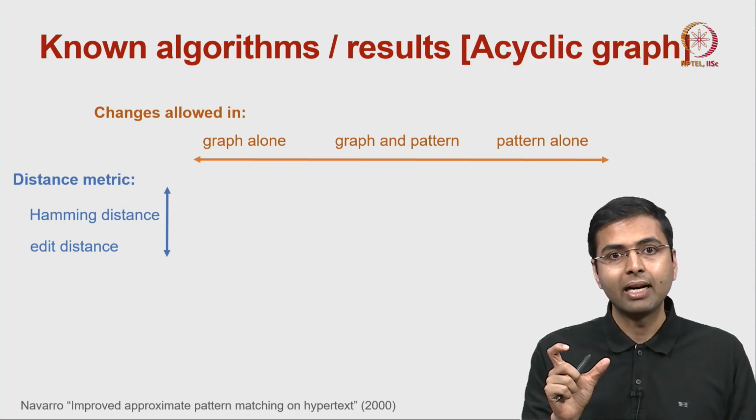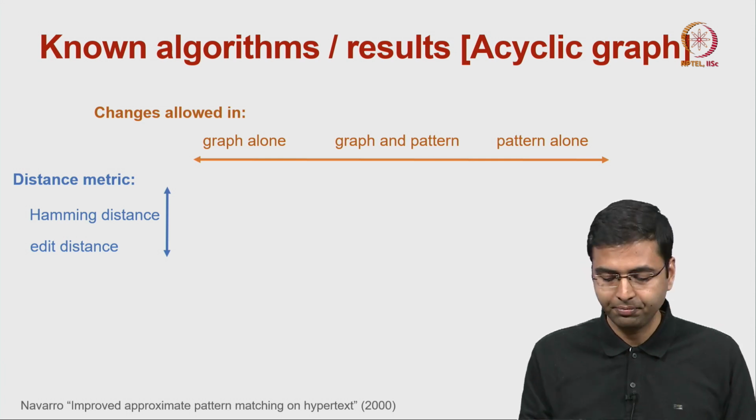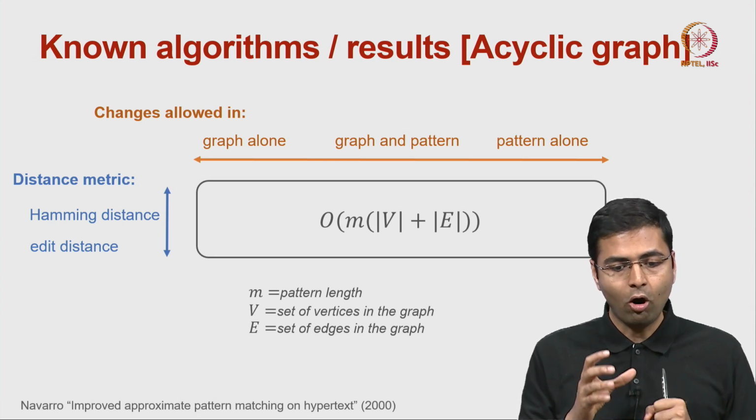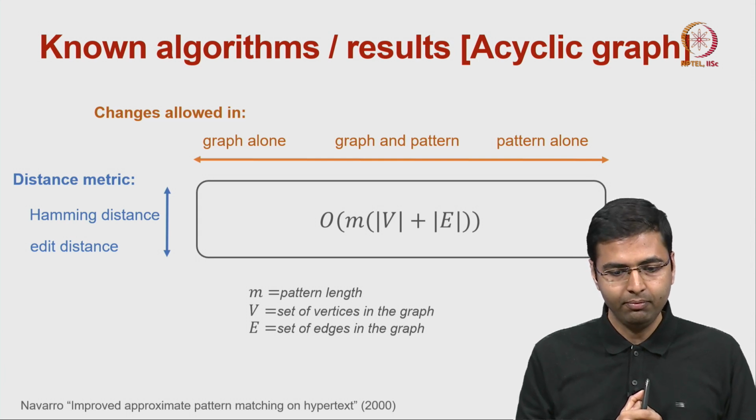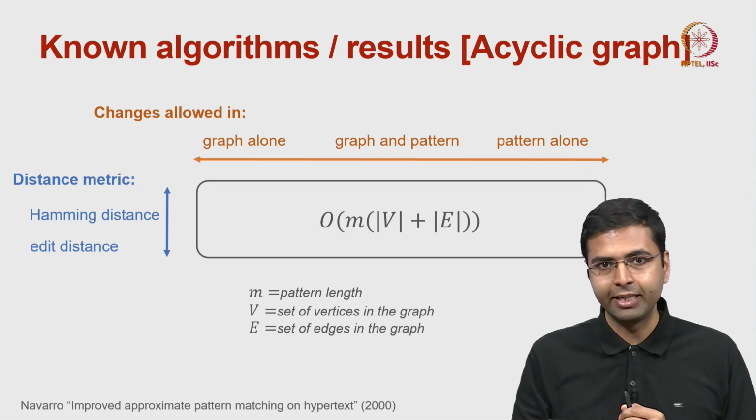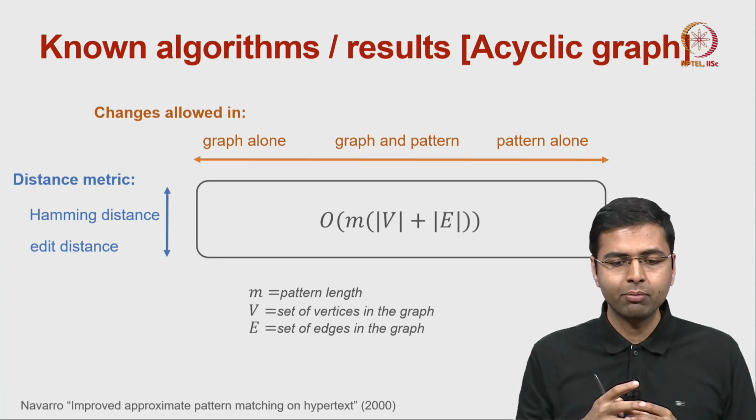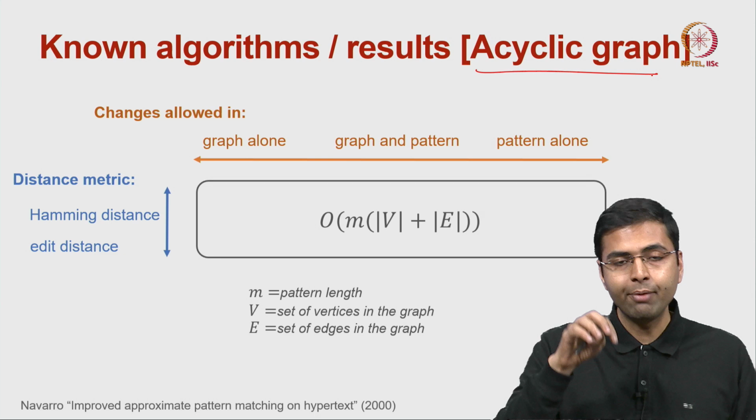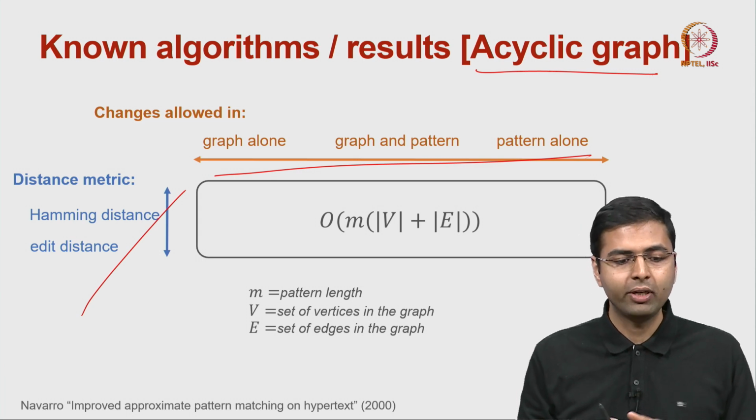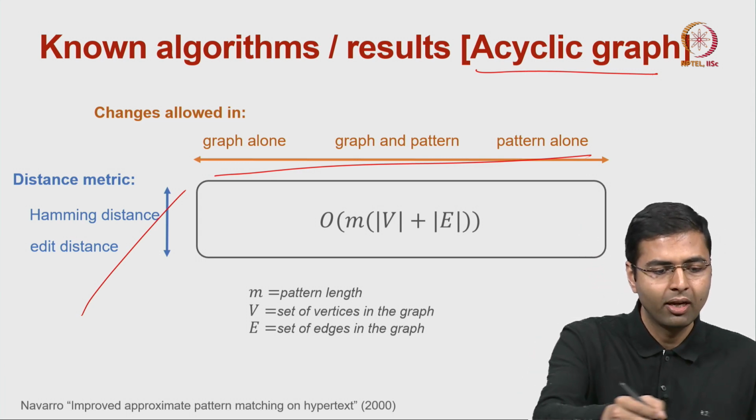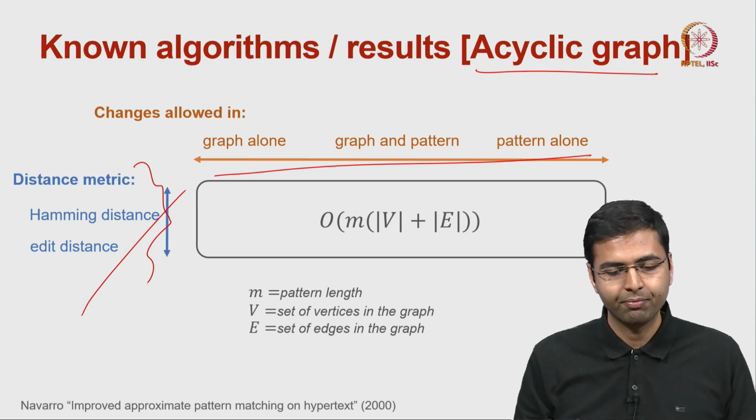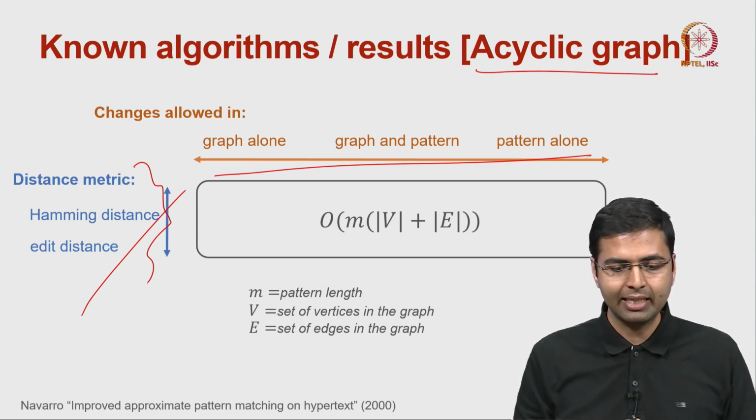If I consider an acyclic graph, that is, my graph does not have any cycle, then in the literature we know that this problem can be solved in order m times v plus e time, where m is the pattern length and v and e denote the vertex and edge sets respectively. So the sequence to graph alignment problem on an acyclic graph can be solved in order m times v plus e time for all these different versions. It does not matter whether you are making changes in the pattern, graph or both, or whether you are considering Hamming distance or edit distance. I will discuss some of the details in the next slides.